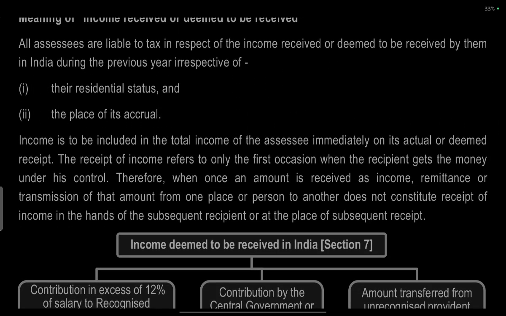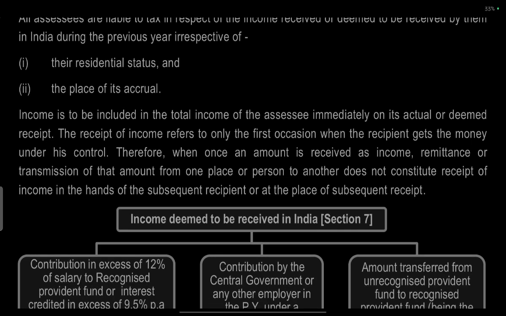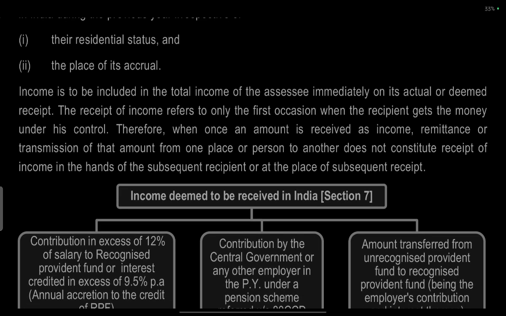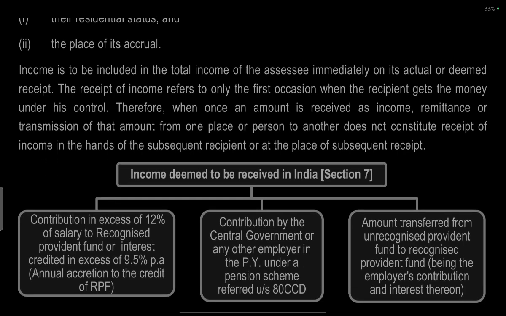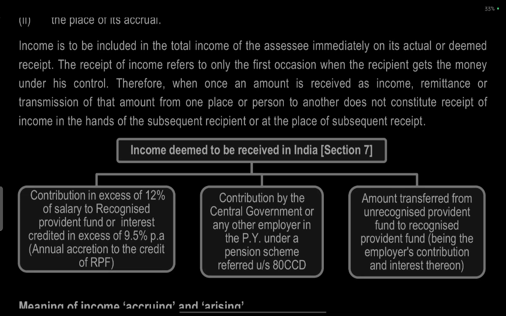So income is to be included in the total income immediately on accrual or deemed receipt. The receipt of income refers only to the first occasion when the recipient gets the money under his control. Therefore, once the amount is received as income, remittance or transmission of the amount from one place or person to another does not constitute a receipt of income in the hands of the subsequent recipient at the place of subsequent receipt.